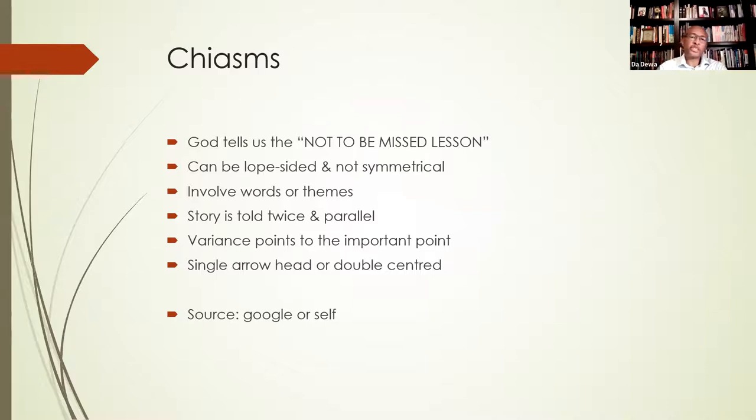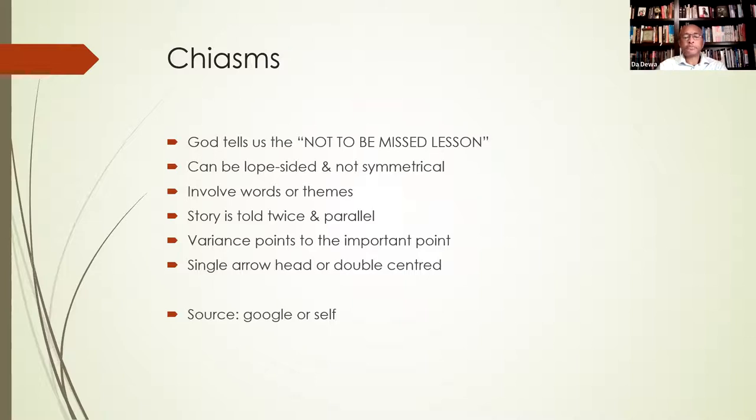They can involve words, they can involve different themes, verbs, so that your chiasm is based on verbs and words and not just themes. So you find that it's the same story, but it's told twice and in parallel. And the variances between the points are the ones to note as the ones that will teach you the most. And they can be single arrow-headed or double-centered.